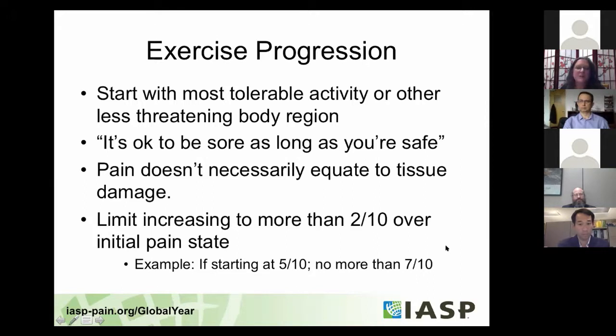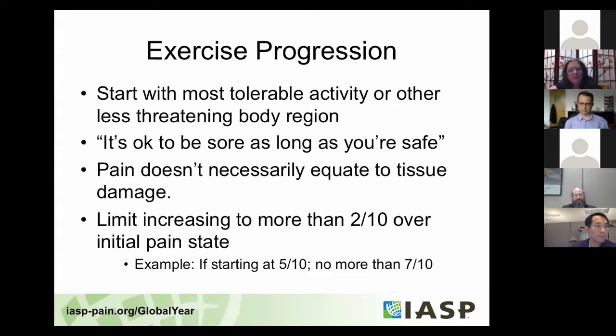Standard graded exposure techniques, as you would find in working with CRPS or chronic low back pain, hold here as far as an exercise progression and a movement progression for someone in pain, whether that be vulvodynia or dyspareunia or problems around menses. It's all going to need to have a larger movement component to it. We start that exercise and mobility with the area and the movement that is most tolerated and possibly least threatening.